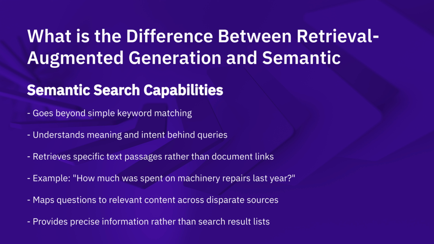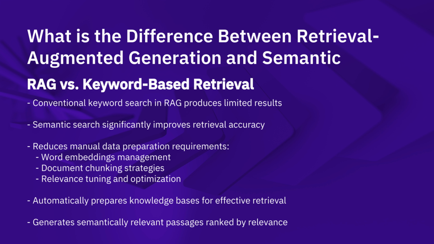Importantly, semantic search retrieves specific text passages rather than just document links. It returns the precise information needed to answer the query, allowing developers to provide focused, relevant context to the language model. This granular retrieval capability is essential for creating concise, accurate responses. The limitations of conventional or keyword based search in RAG systems become particularly evident in knowledge intensive tasks. Simple keyword matching often retrieves irrelevant information or misses relevant content that uses different terminology, leading to poor AI responses.